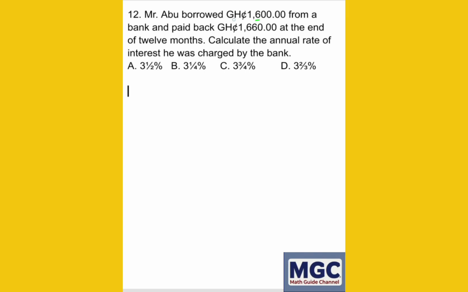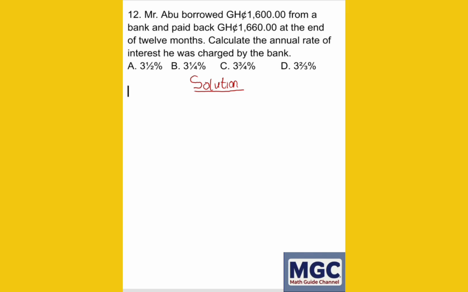these are some of the things you should be aware of. This 1,600 is our principal. Then 1,660 cedis, that's the amount paid at the end of the duration for the loan. And the 12 months is the time period. Usually the time period is converted into years. So we need to convert it to years.